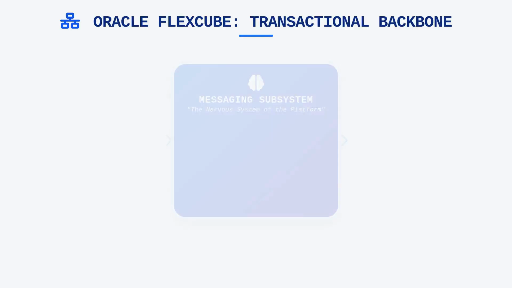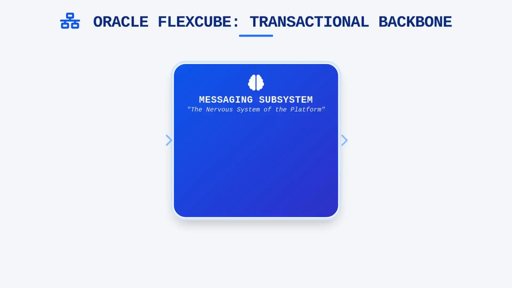Messaging subsystems serve as the nervous system of this core banking platform, ensuring that requests, responses, and internal notifications are successfully routed according to predefined workflows. These subsystems are not merely passive conduits for information, but active participants in the transactional lifecycle, managing the translation and distribution of messages throughout the multi-tier environment.